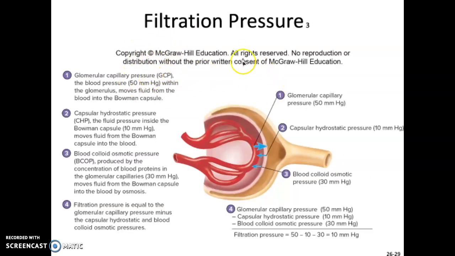This second image is going to be about the effective filtration pressure. At the end, we're going to use 10 millimeters of mercury in order to get the plasma filtrated by the membrane. It's going to be here in this direction. Then the flow is going to be from the capillaries to the Bowman capsule.